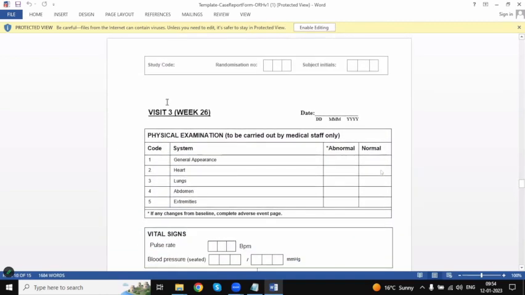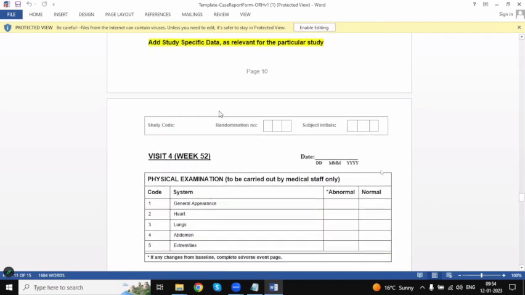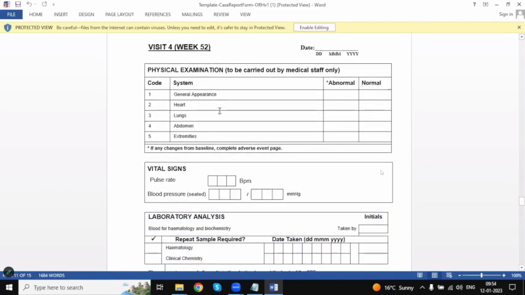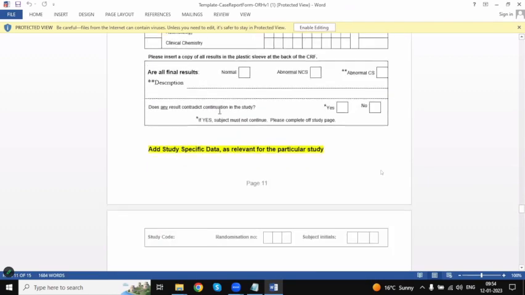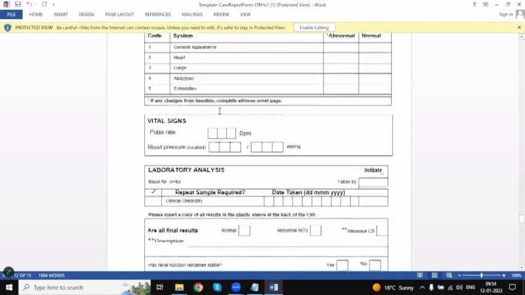When you come for the third visit, let us assume in week 26, again we'll do all the lab tests. The same repeats again: physical examination, vital signs, laboratory details. If required, EEG also, ECG also will be done. Week 4: physical examination, vital signs, laboratory information. Visit 5: repeat.